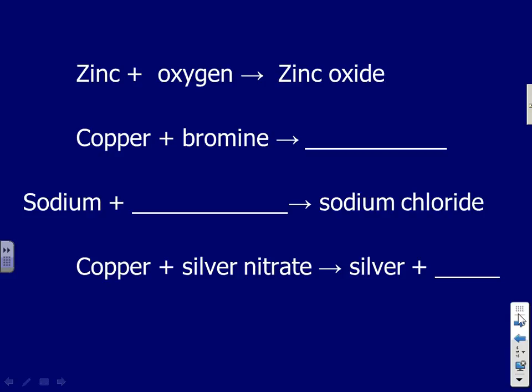So if copper gets together with bromine, what might our product be if copper gets together with bromine? Yep, Zach. Copper bromine. It's going to make the compound copper bromide.